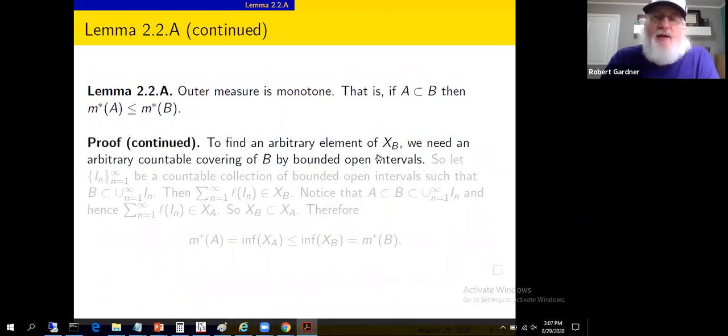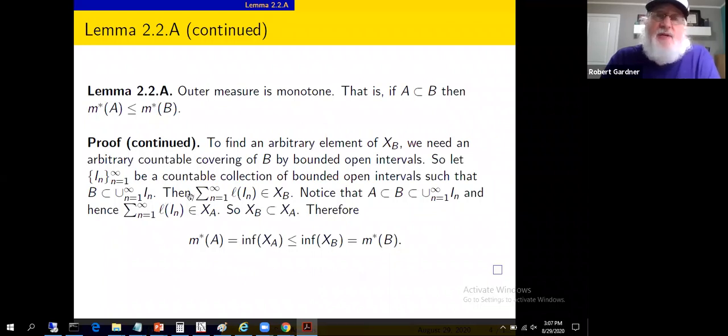So, to find an arbitrary element of X sub B, we need an arbitrary covering of B by bounded open intervals. So let this I sub n be a countable collection of bounded open intervals that covers B. B is a subset of the union of those bounded open intervals. Then, if you add up their lengths, that's an element of X sub B, because X sub B was sums of lengths of bounded open intervals whose union covers set B. It's a superset of set B. Yeah, but A is a subset of B, and we just said B is a subset of these intervals. So this same collection of intervals is also a covering of set A.